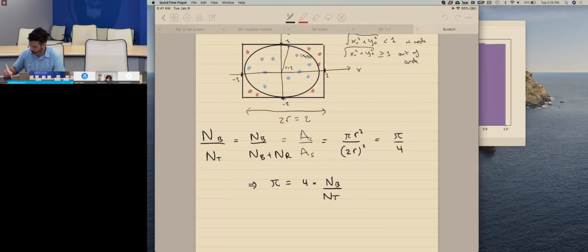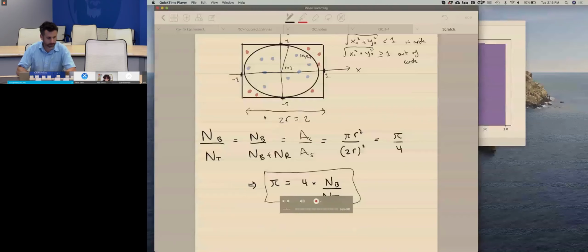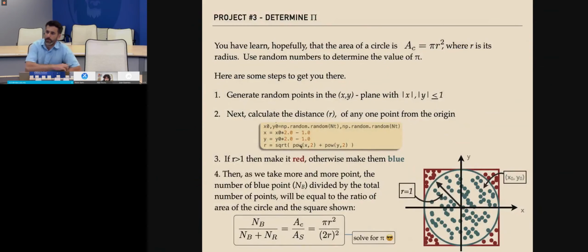And so the equation we're going to be using is this. Pi is equal to 4 times the number of blue points divided by the total number of points. And so you have to calculate. That's the goal. Oh, sorry, my computer just went to sleep. All right, good. Is that clear to at least the TAs? What the goal is? Yep. All right, cool.